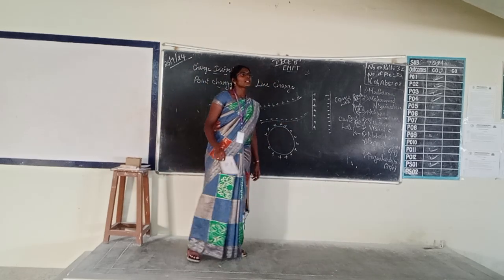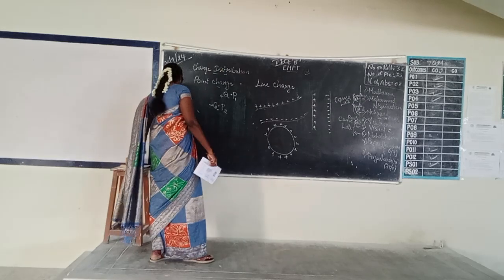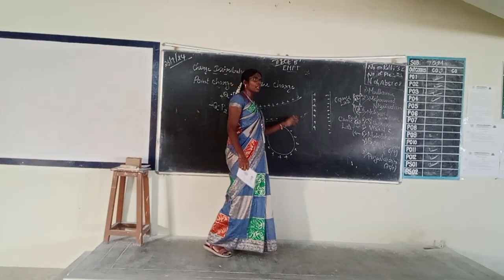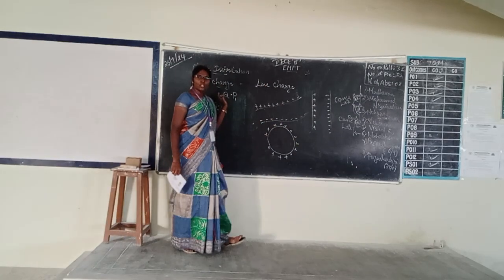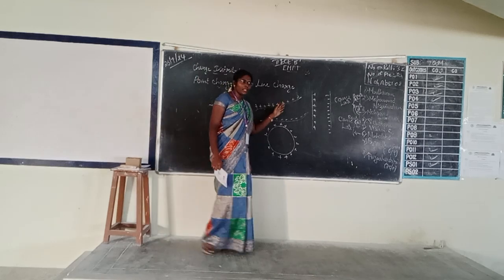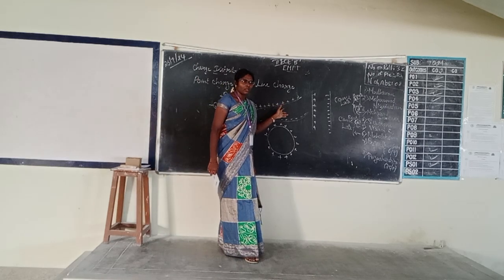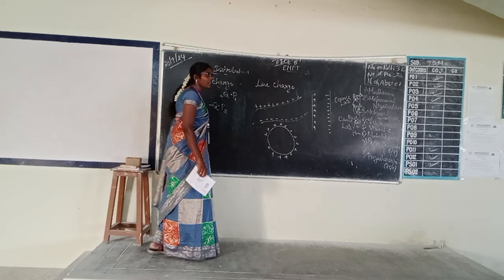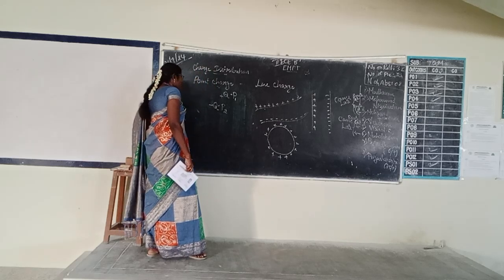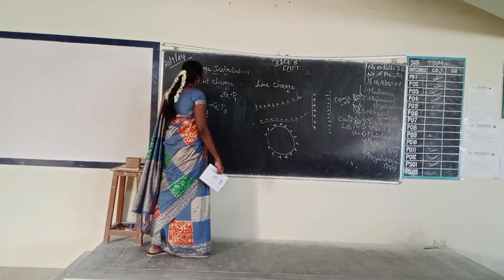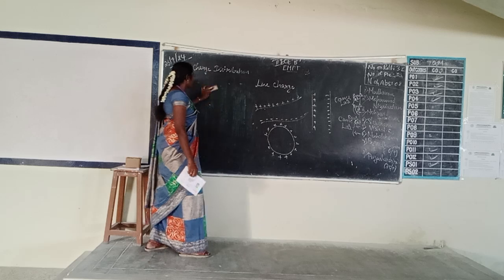So the next is surface charge. Surface charge means these both will come under it. This is just a point charge of any dimension. Here it is one dimension. So surface charge will come under two dimension, right?